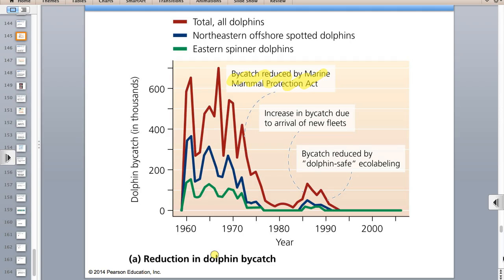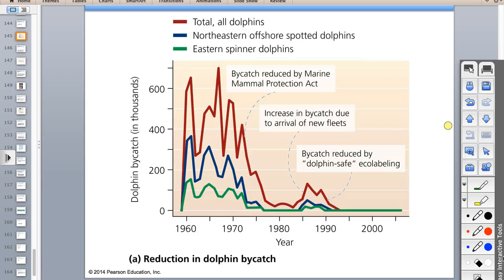If we look here, we can see all the dolphins, northeastern offshore spotted dolphins and then eastern spinner dolphins. And you can see after the passage of the Marine Mammal Protection Act, the bycatch, or the unintentional catching of dolphins, decreased. And so here, dolphin safe tuna helped to spur that on even more.